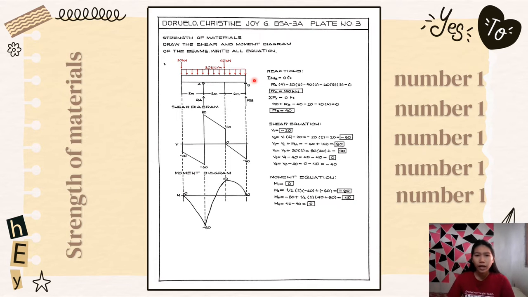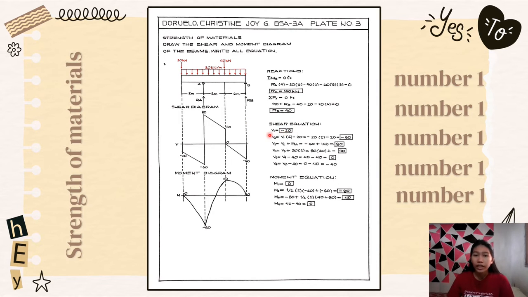So let's proceed to the reactions. Summation of MB is equal to 0. RA times 40 minus 20 times 6 minus 40 times 2 minus 20 times 3 multiplied by 3 is equal to 0. So the final answer for our RA is equal to 140 kilonewton. For summation Fy equal to 0: 140 plus RB minus 40 minus 20 multiplied by 6 is equal to 0. So the final answer for our RB is equal to 40.